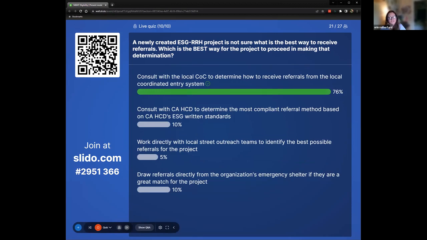So yes, you should consult with your local continuum of care to determine how to receive referrals from the local coordinated entry system. Just a reminder, we said that all ESG projects have to participate in their local CES, and every COC probably has a slightly different CES and how it works and operates. So you want to consult with them to figure out the best way to get referrals. I know as a former provider, it is very easy to choose those last two options, but the best answer is to go through the coordinated entry system. I'm going to leave that there for the day. You said it perfect, and I'm not going to pile on.